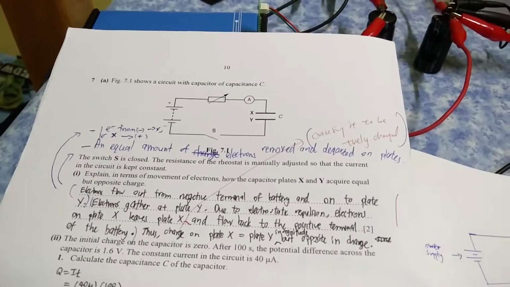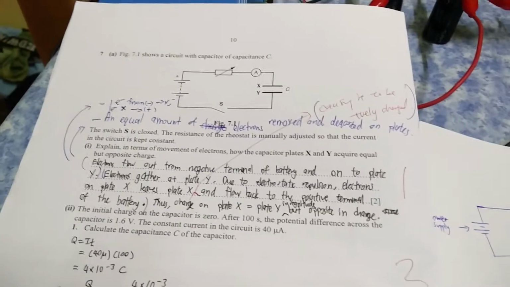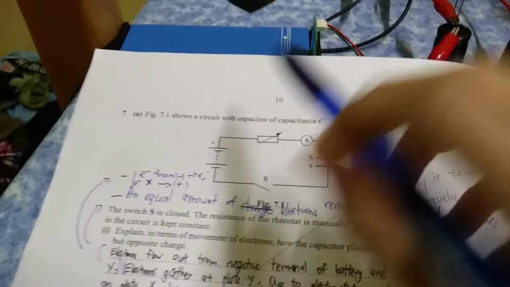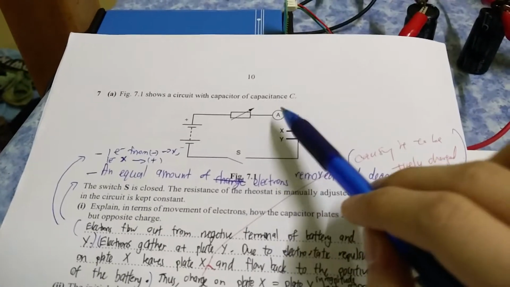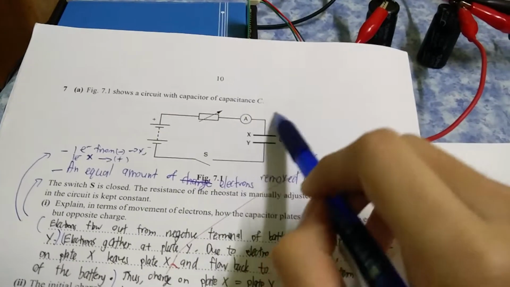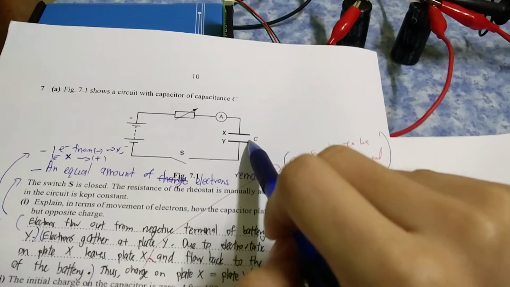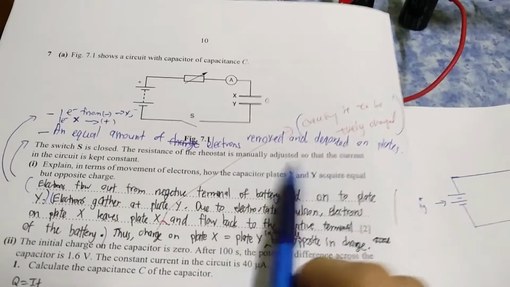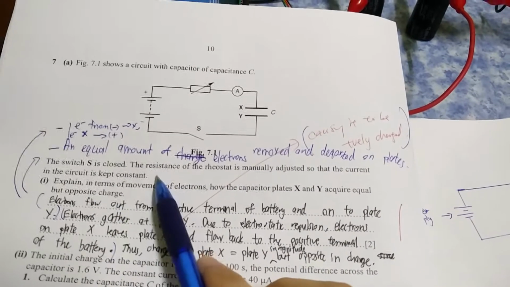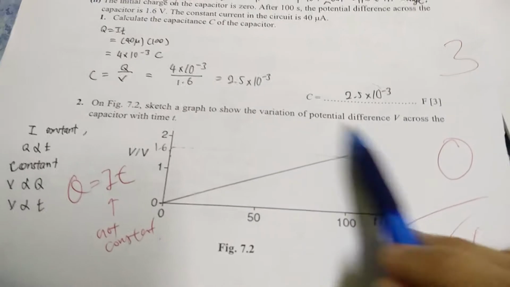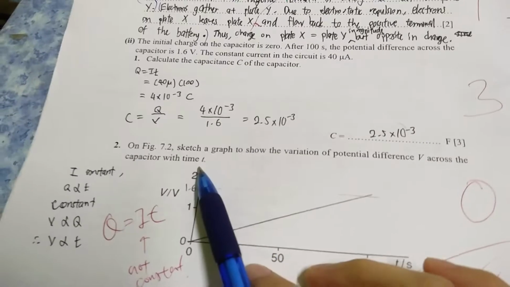Hi, I just thought I'd do a short follow-up video on the capacitance question from the trial exam. This is the question. It states that there is a circuit with a capacitor as shown in the diagram. Essentially this is a constant current power supply charging a capacitor. It writes here that the rheostat is manually adjusted so that the current in the circuit is kept constant. And then we are asked to plot the variation of PD, the voltage across the capacitor, with time.